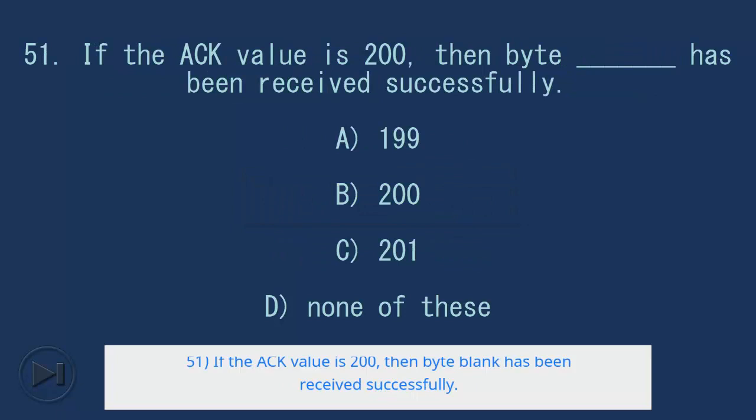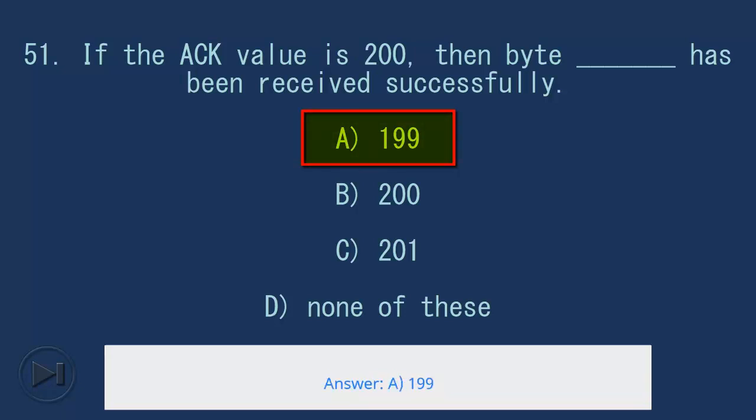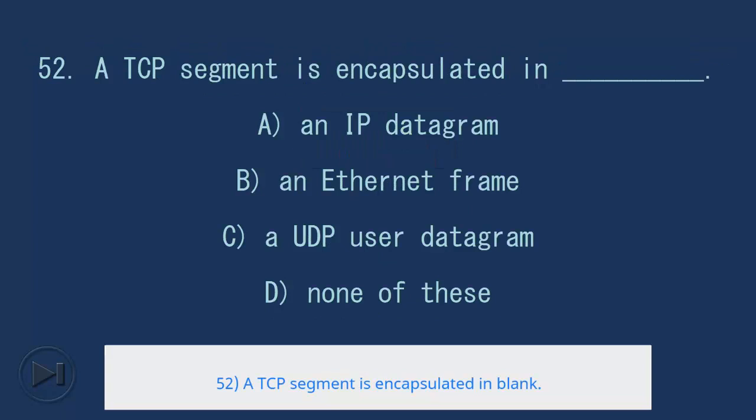51. If the ACK value is 200, then byte blank has been received successfully. A, 199. B, 200. C, 201. D, none of these. Answer, A, 199.